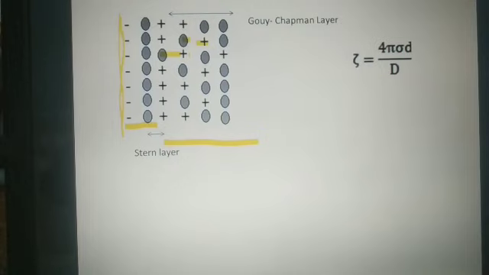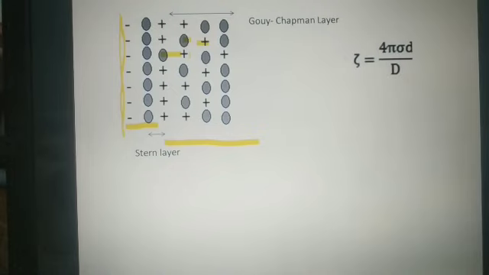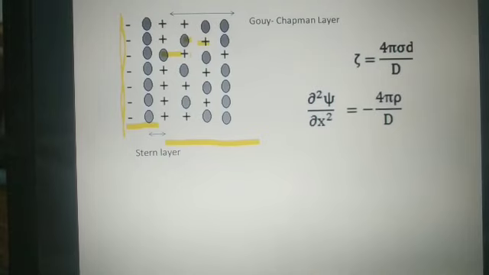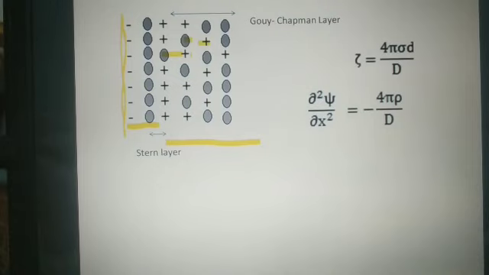So here the electrokinetic potential zeta, as earlier said, is equal to 4 pi sigma d upon D. I have explained the meaning of sigma and the small d. We can derive this equation with the help of the Poisson equation. The equation is: curly d squared psi upon curly dx squared is equal to minus 4 pi rho upon D, that is the Poisson equation.